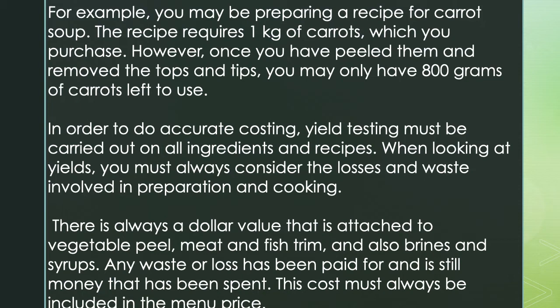In order to do accurate costing and yield testing, yield testing must be carried out on all of the ingredients in your recipes. So on every single thing. When you look at the yield, you must always consider the losses and the waste that's involved, because that waste is money. There's always a dollar value attached to vegetable peel or meat or fish trim. And one thing that a lot of chefs forget, brines and syrups and marinades, those also cost money. And you need to take that into consideration when you're marinating beef, for instance.